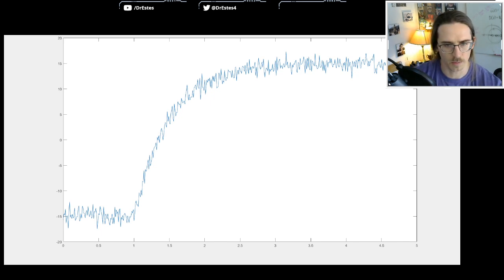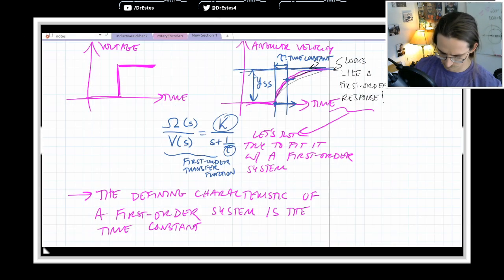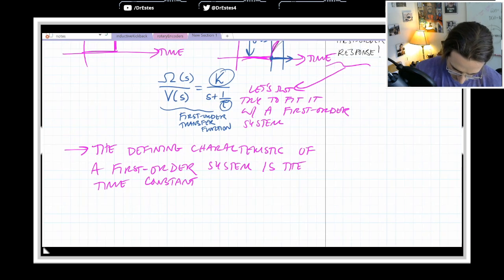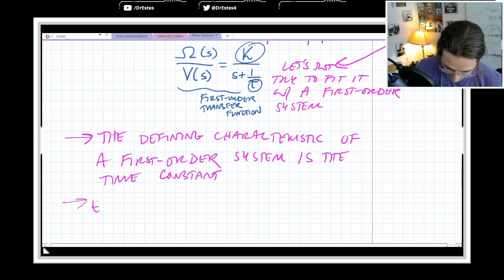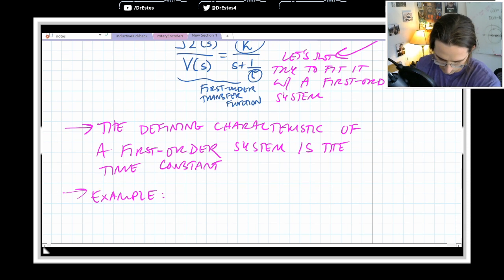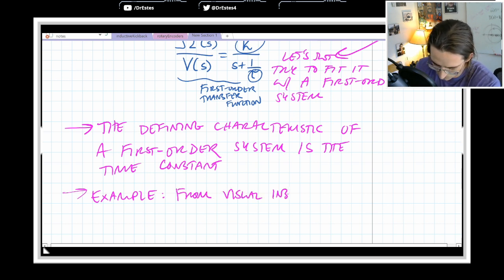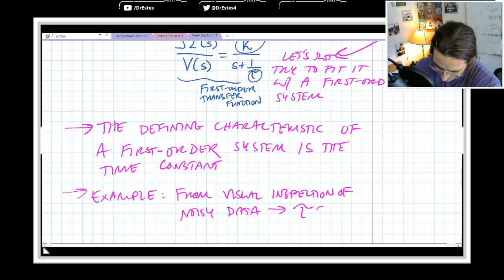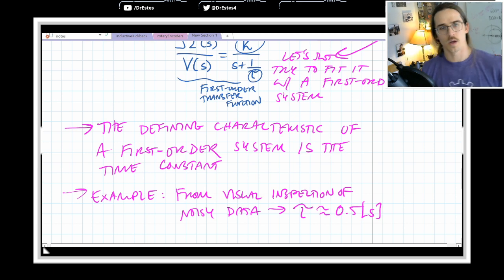All right, so I'm going to go back over here. So we're looking at a set of data. Let's just call this an example. From visual inspection of noisy data, not an ideal approach, I would say tau is approximately 0.5 seconds. Okay.